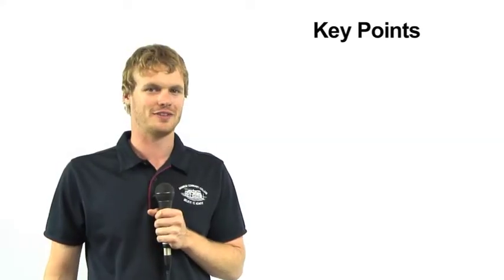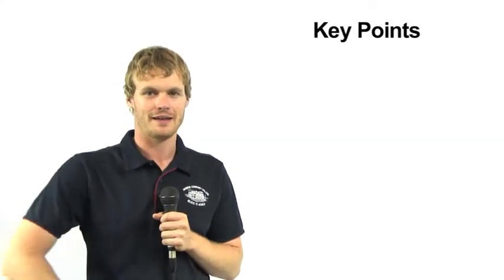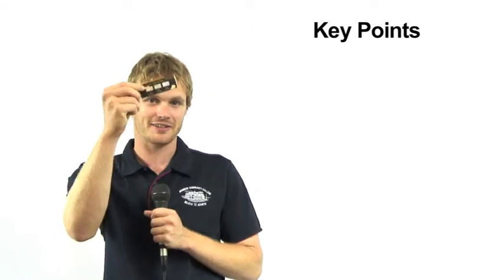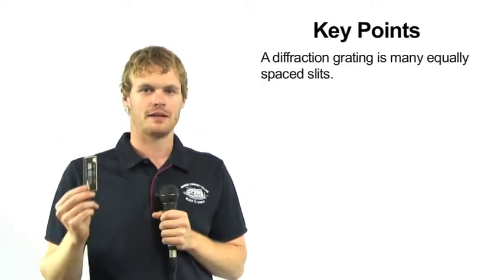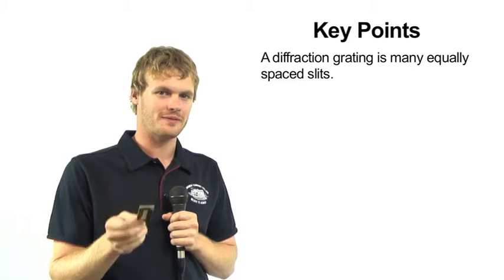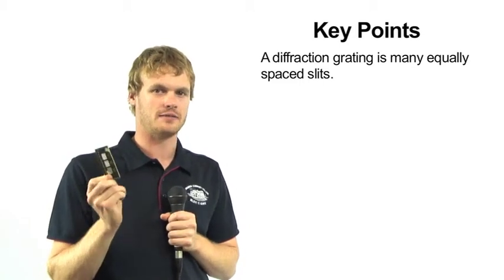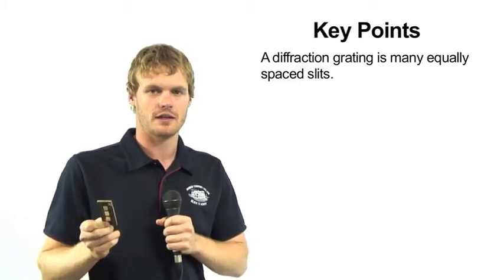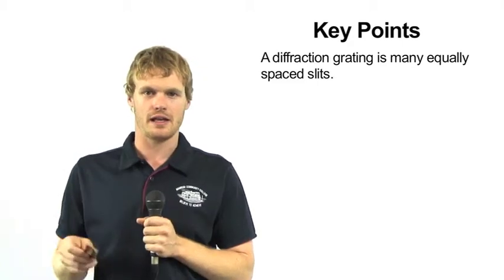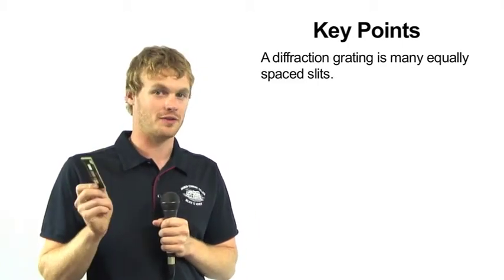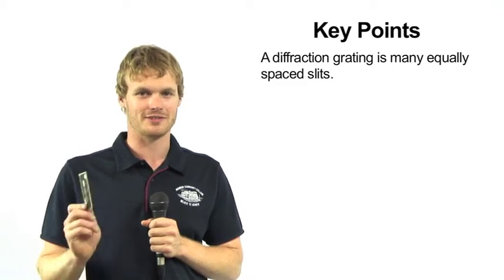So the key points from the video today. These things, diffraction gratings, are useful. So, what is a diffraction grating? Diffraction gratings are many thin slits. They're evenly spaced, and they're more impressive than what a double slit is, because we can do some more interesting things.